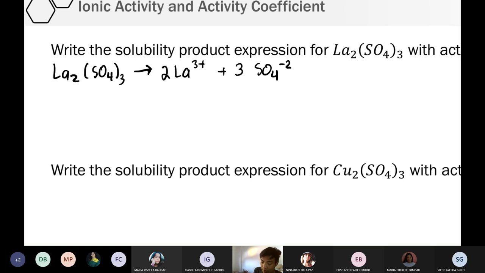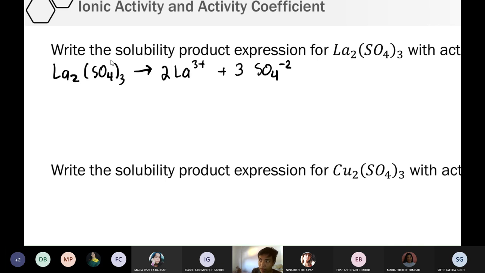This is just crisscross, okay? We should be familiar with that. And then whatever their subscript is becomes their coefficient when they turn into ions. So we have 2 lanthanum ions with 3 plus charge, and 3 sulfate ions with negative 2 charge. How did we know the charge? Reverse crisscross. Where did the 3 come from? From La. Where did the 2 come from? From sulfate.